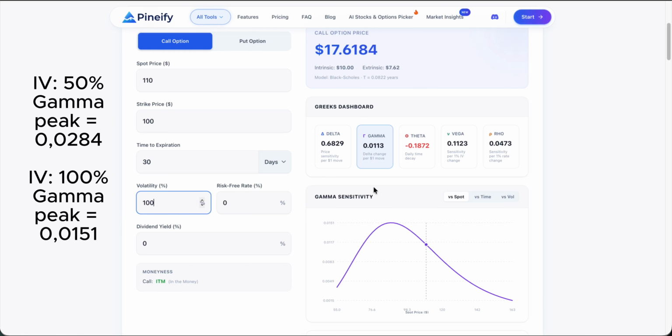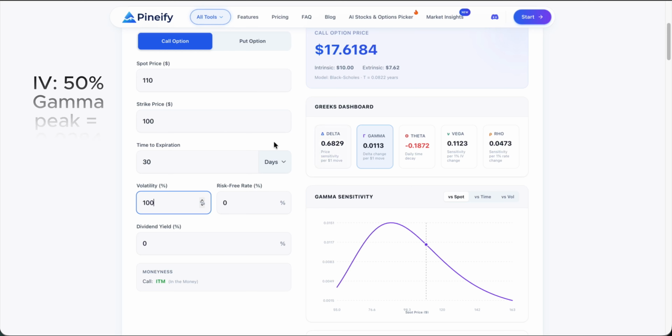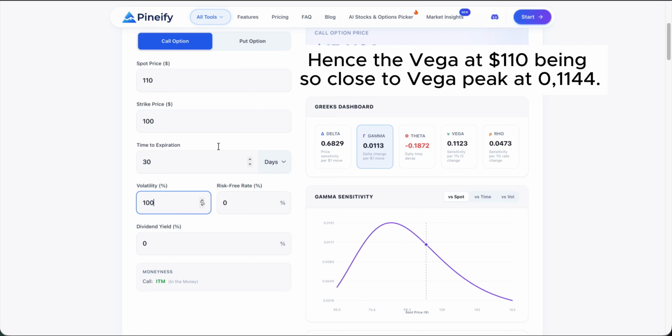And now we have a peak gamma of 0.0151. So at this point, with this much volatility, because the range of outcomes is so wide, being $10 above the strike price is no longer considered being deep in the money. And that is why with $10 above the strike price and a volatility of 10%, we had pretty much an option behaving like a stock. Now it is anything but. It has only a delta of 0.68.